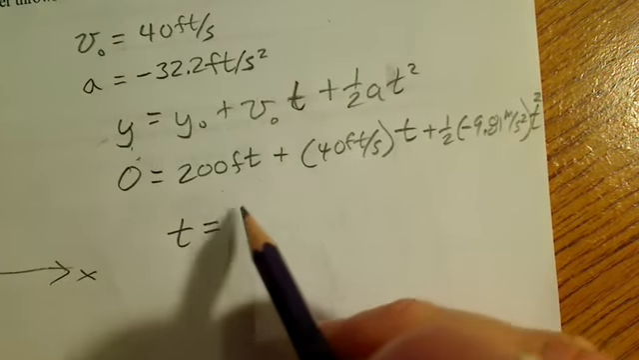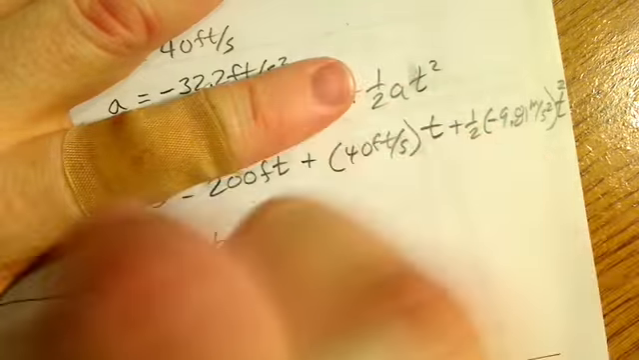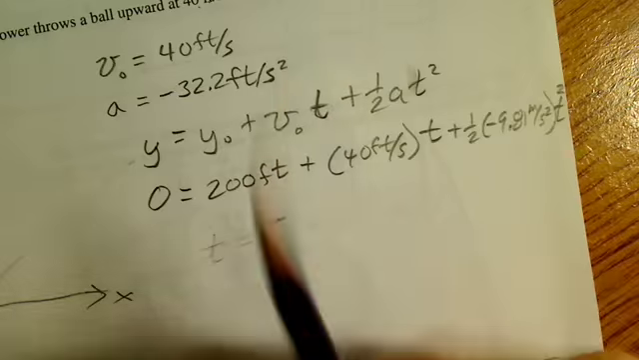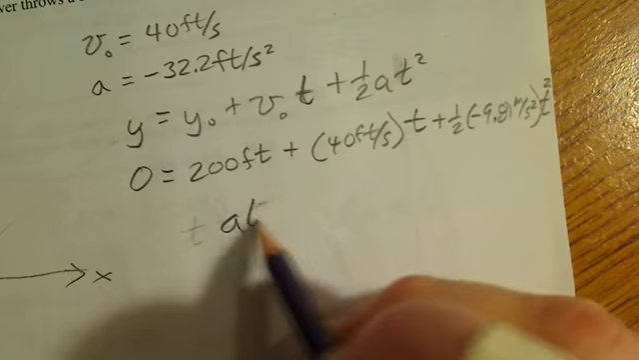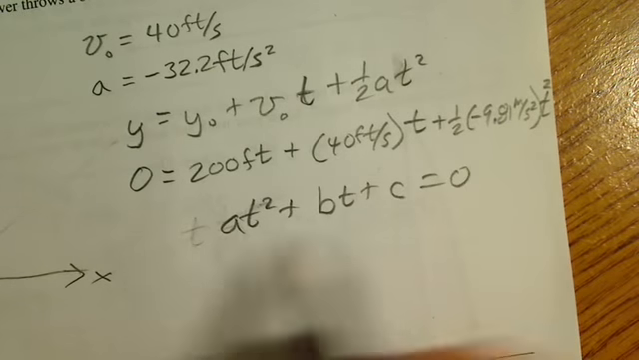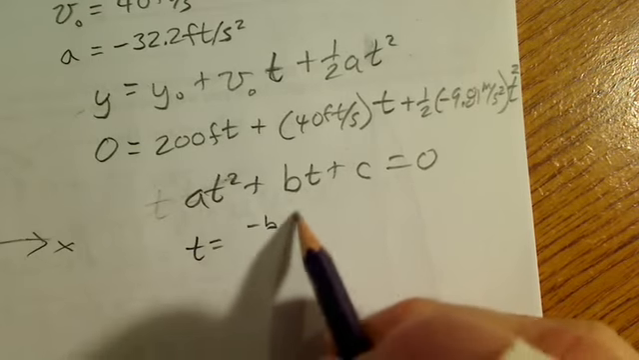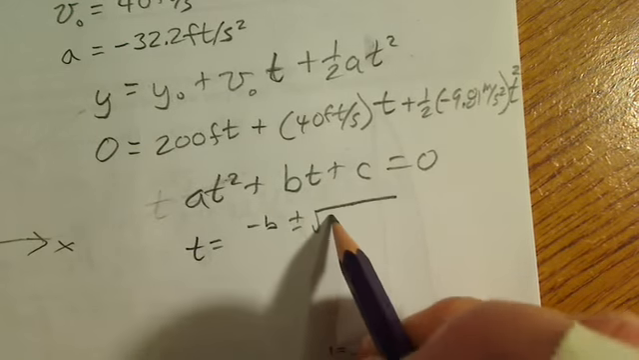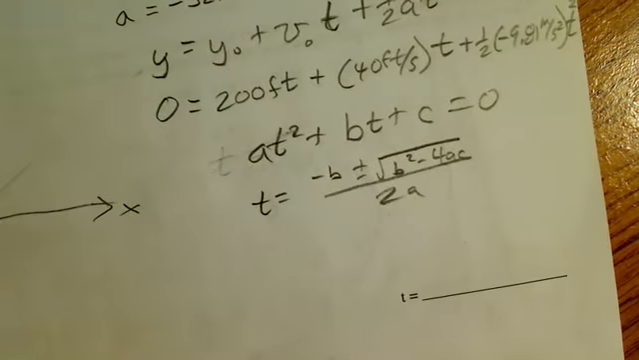T is equal to negative, well, let me just remind you what I'm trying to do here. If you have an equation here that's a t squared plus b t plus c equals 0, then the solution to that equation is t is equal to negative b plus or minus square root b squared minus 4ac over 2a. That's what you're trying to do.